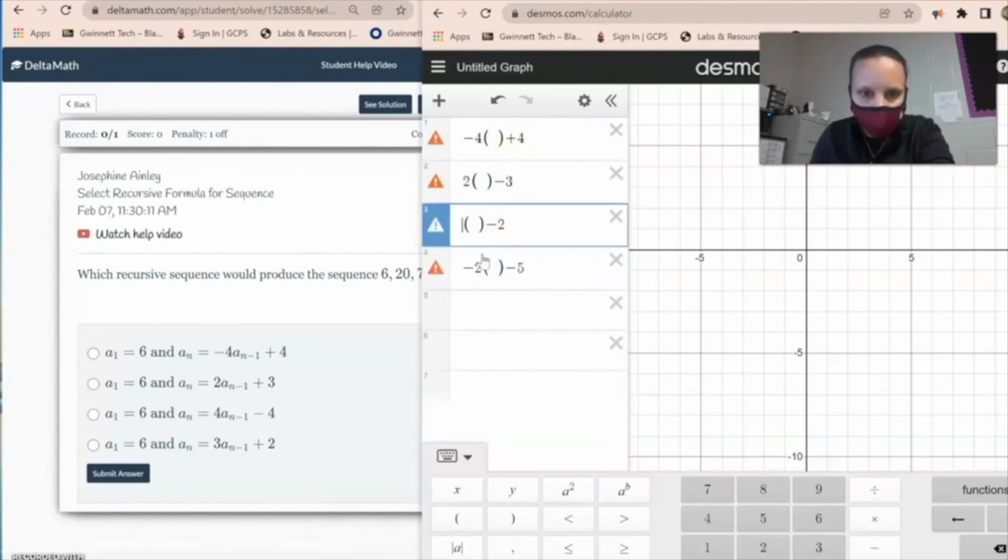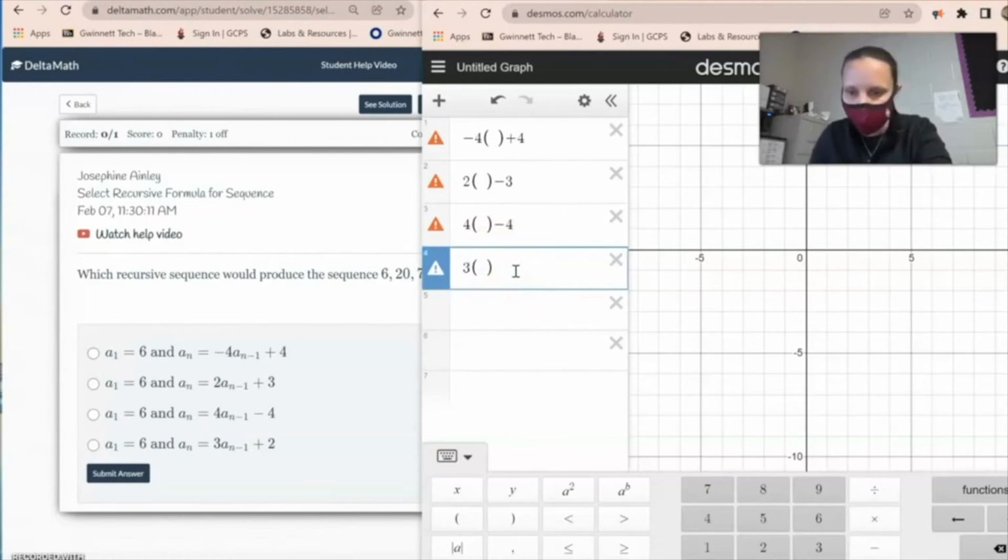And this one is 4 and -4. This one is 3 and +2. All right, so same thing as before. If I'm looking for the second term, when A is 2, 2 minus 1 will give me 1. So this is negative 4 times the first term plus 4. Okay, that's how that reads.